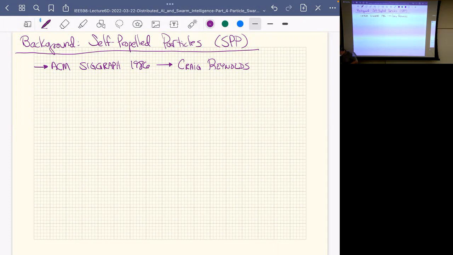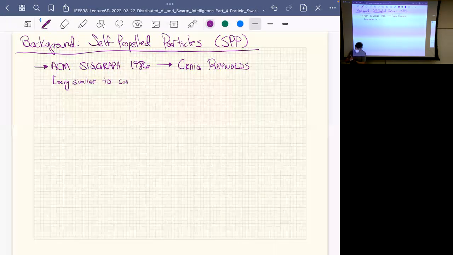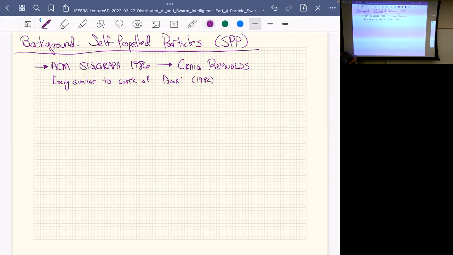I should also mention there's a bunch of different things I could mention, but this is very similar to work of Aoki, 1982, I think, if I got that right. And then several others. There's even some work going back to 1976. I could list all of them here. Aoki's is one that I think is often forgotten, and it is at least worth mentioning. But regardless of all that, what I'm about to say is largely attributed to Craig Reynolds.